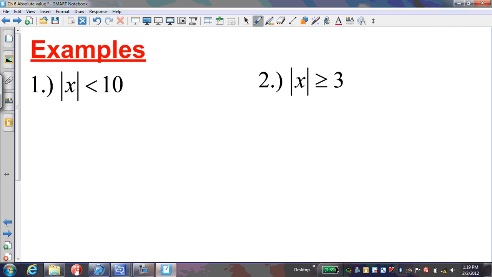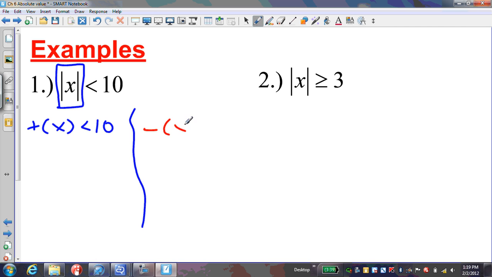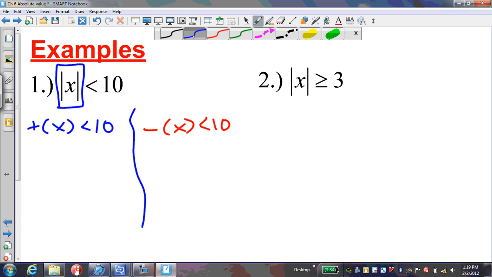Okay, let's take a look at some examples on how to graph this. So when I see this, how do we show it algebraically? What we're going to do is first divide the equation up. Notice the absolute value is by itself. So I'm going to do the positive side of x is less than 10. And then I'm going to do the other setup. I'll do this one in red. The negative value of x is less than 10. Okay, so both a positive and negative, just like we did before with solving. So let's go ahead and solve each one.